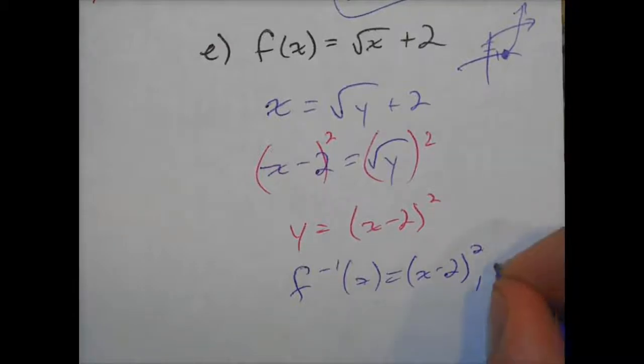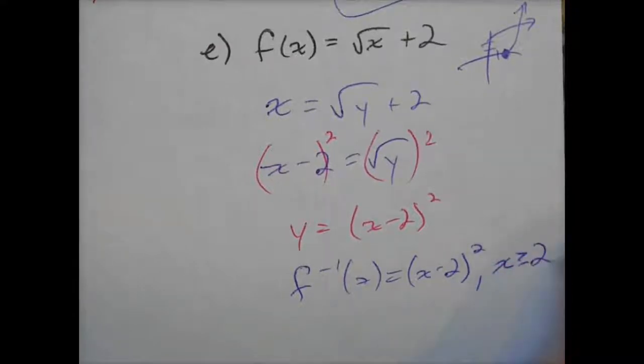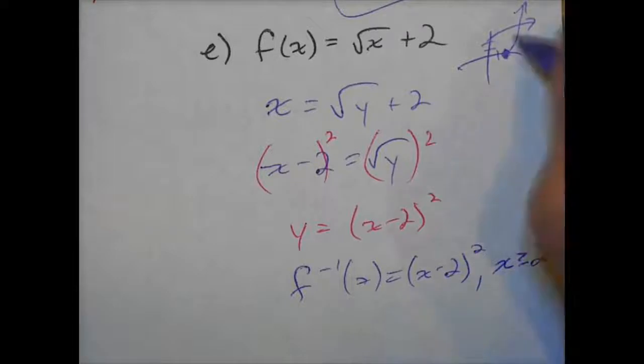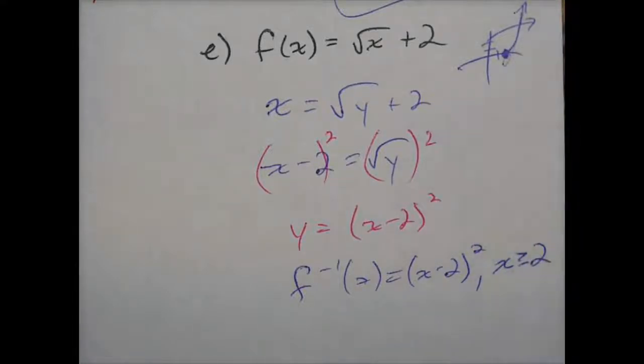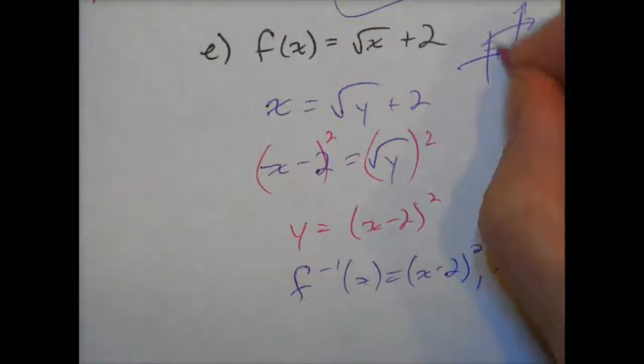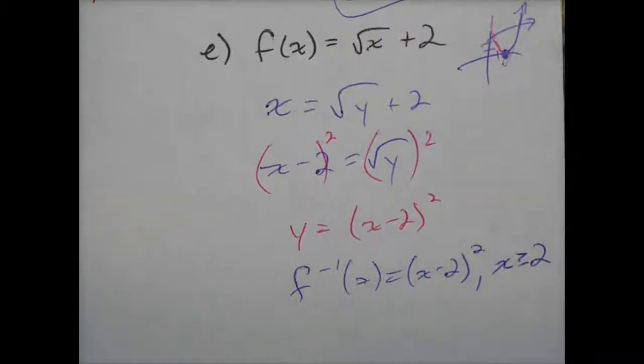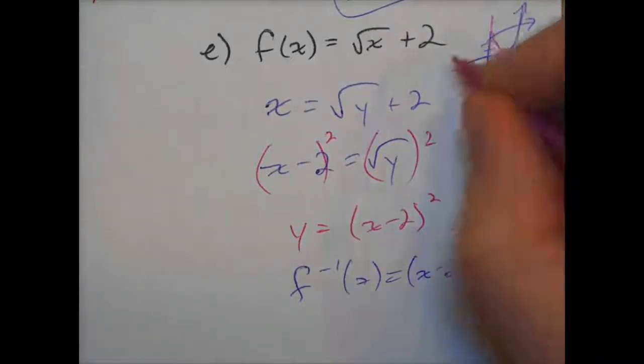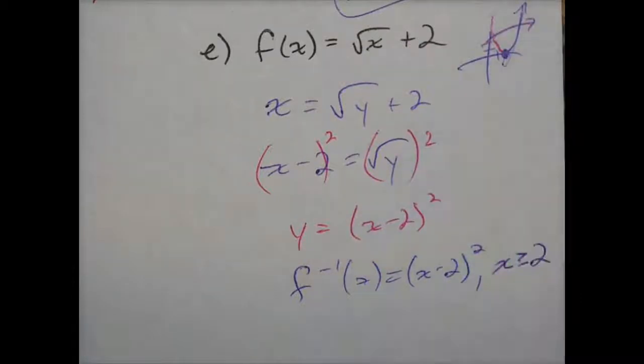So we need to say x is greater than or equal to 2, such that I only take this half of the parabola. If I put the other half on there, it no longer makes it an inverse because our true function was only the square root moved up 2.